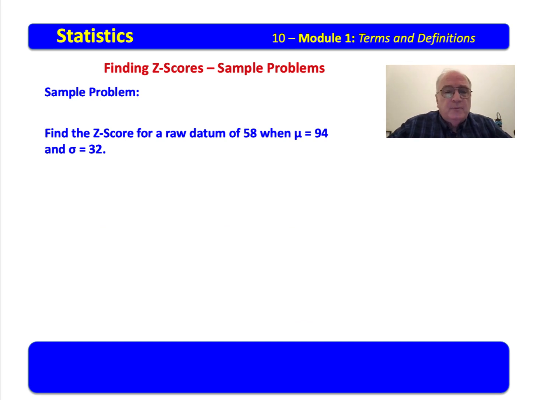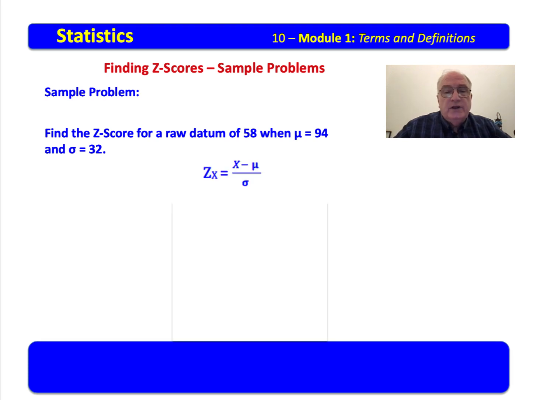Here we have a sample problem: finding the z-score of a raw datum of 58 when mu is 94 and sigma is 32. I want you to notice that this is obviously a population because we have mu and sigma, and we're trying to translate this raw datum score into a z-score, so we know where it is relative, how many standard deviations above or below the mean it is.